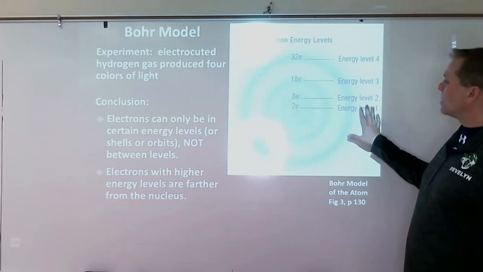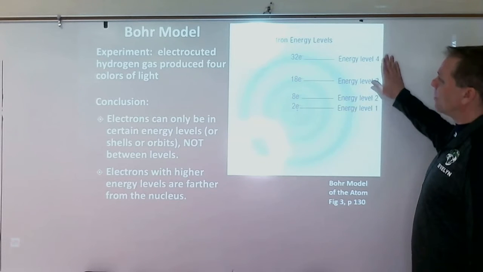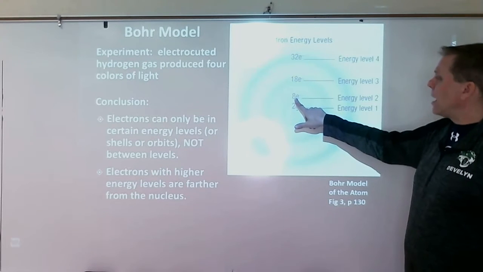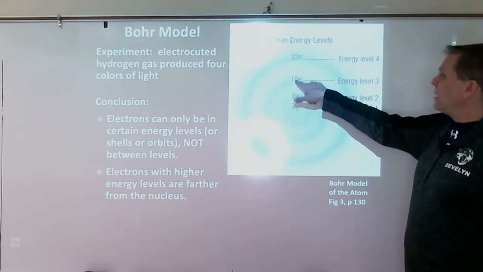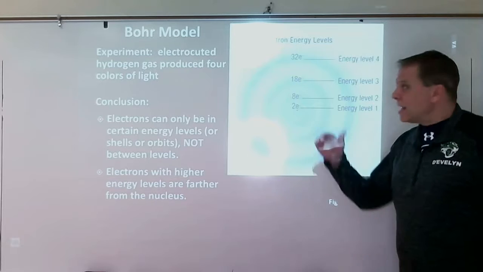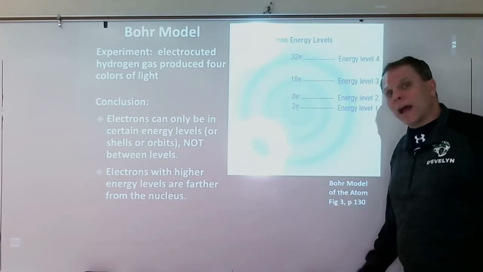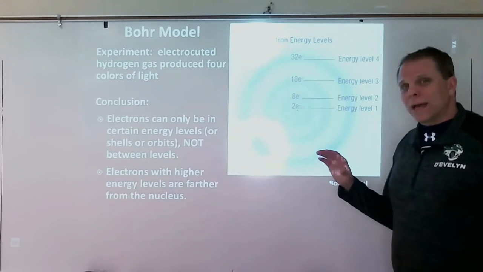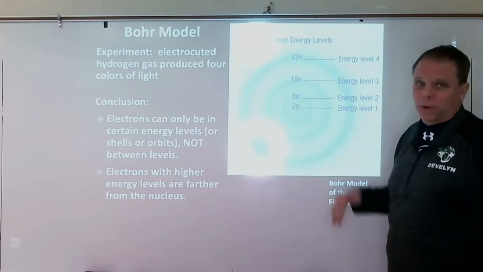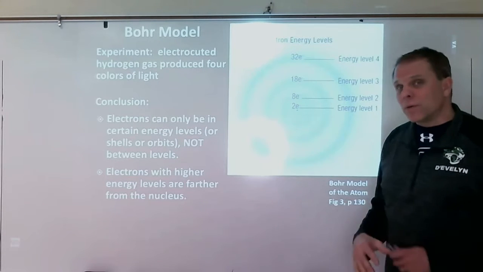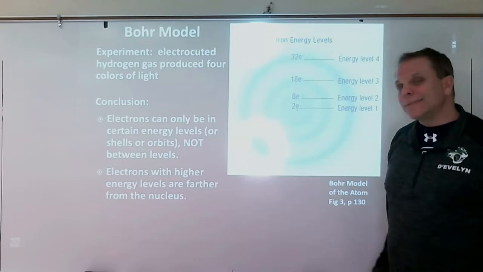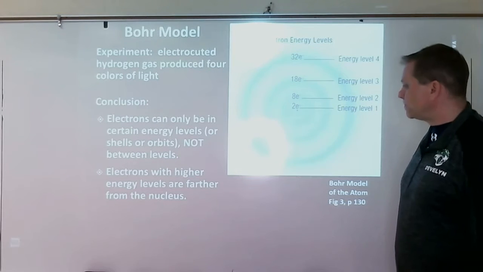Now, notice that there's a different number of electrons at each of our different energy levels. The first energy level can only hold 2 electrons, the second 8, the third 18, and the fourth 32. As you go higher and higher, you could actually hold more. None of our energy levels actually hold more than 32, but theoretically, if you discovered more and more elements, we might find energy levels holding more than 32.